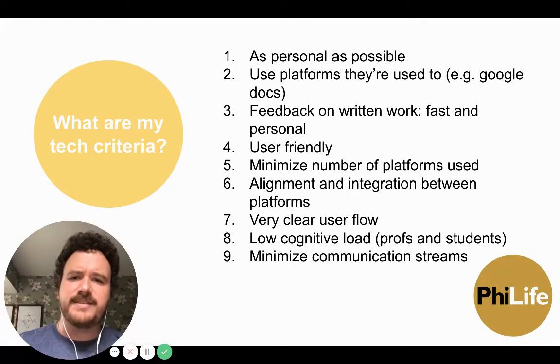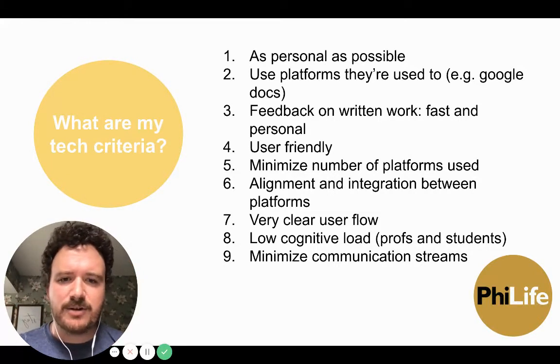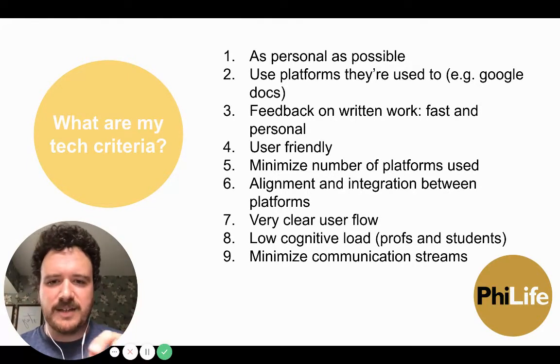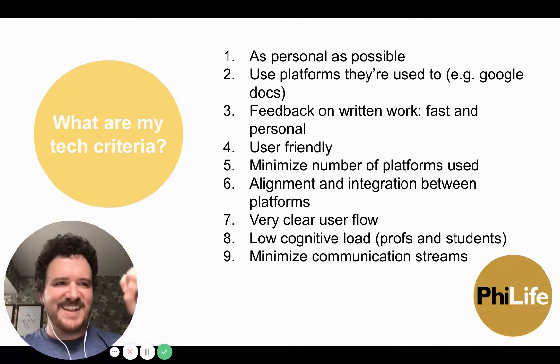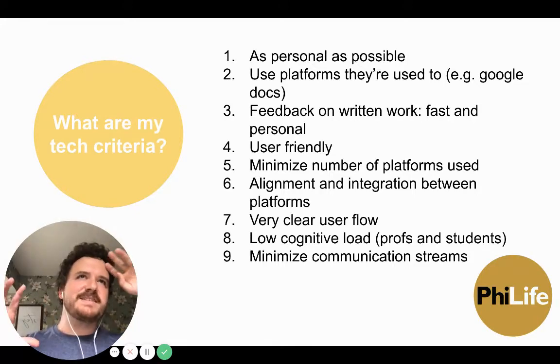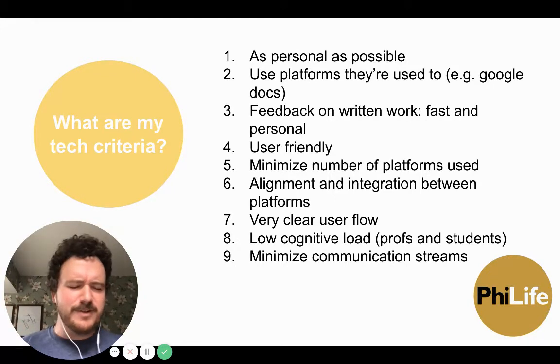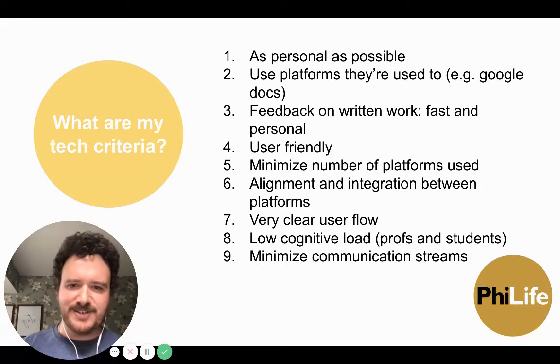I won't read through the whole list, but the important thing here is just figuring out what's important to you in terms of your tech criteria. I'll highlight one more: a lot of the schools that I work with in consulting, and certainly for us, it's a really big deal to minimize the number of platforms used. You don't want students clicking from a website to an LMS to an off-LMS platform to whatever else. Both because it's not elegant, it's going to increase confusion, decrease clarity, and increase the cognitive load you're putting on your students. And also, you don't want to have to manage all of these different platforms and all these different communication streams, et cetera.